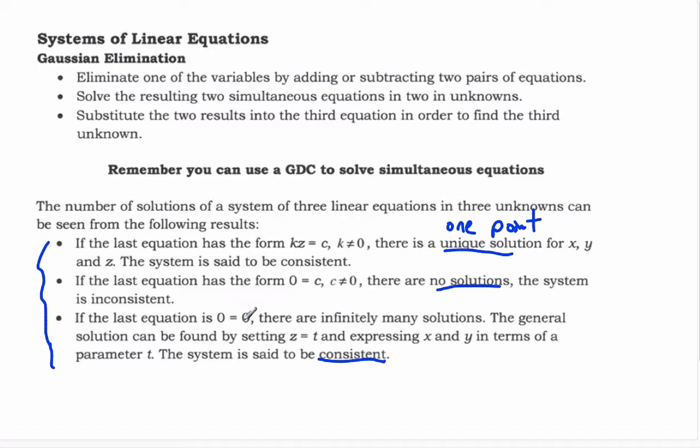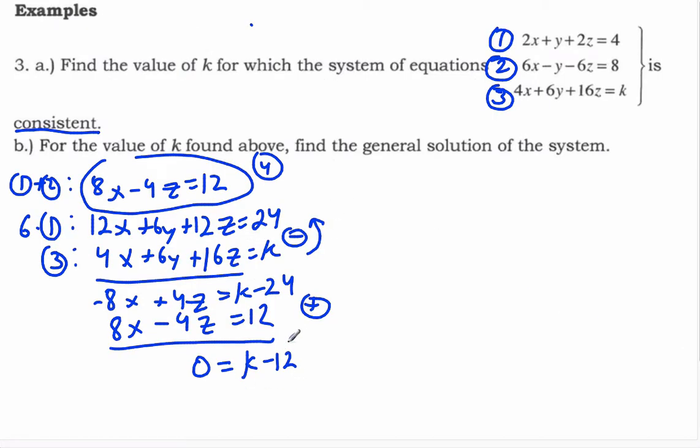So we want the case where we get 0 equals 0, so we want 0 here, so k must be equal to 12 to give us that 0 equals 0. Okay, so k equals 12 gives us a consistent system. If k is not equal to 12, you get an inconsistent system.